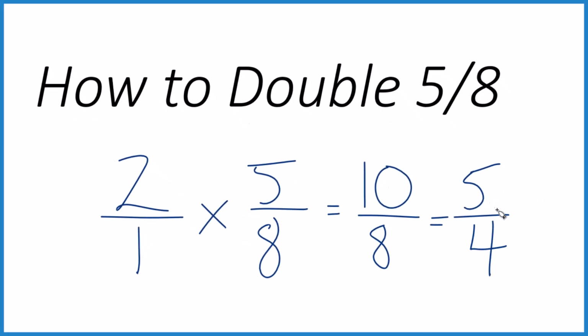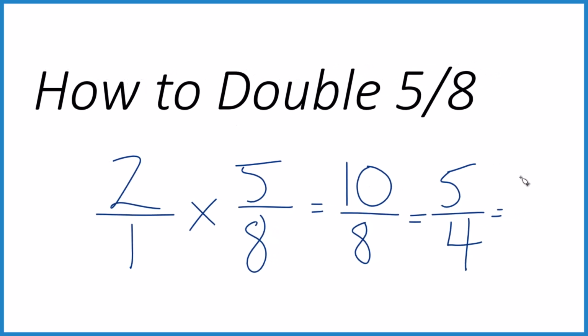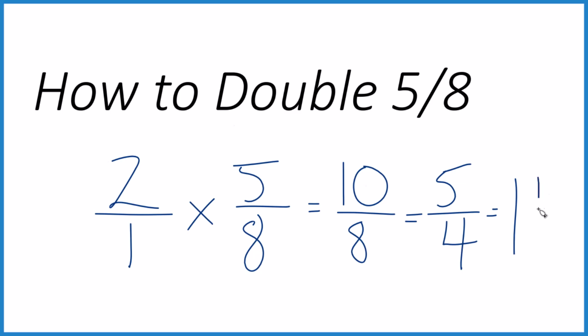So we get 5/4. Maybe you want a mixed number. 4 goes into 5 one time with 1 left over, and we bring the denominator across. And we end up with 1 1/4. So when you double 5/8, you get 5/4, or you could call it 1 1/4.